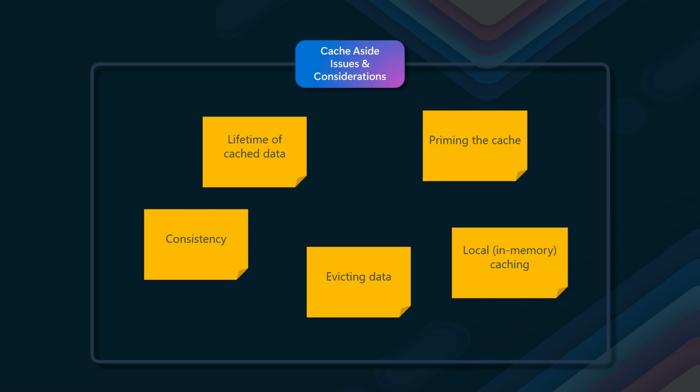Evicting data. Most caches have a limited size compared to the data store where the data originates, and they'll evict data if necessary. Most caches adopt a least recently used policy for selecting items to evict, but this might be customizable.